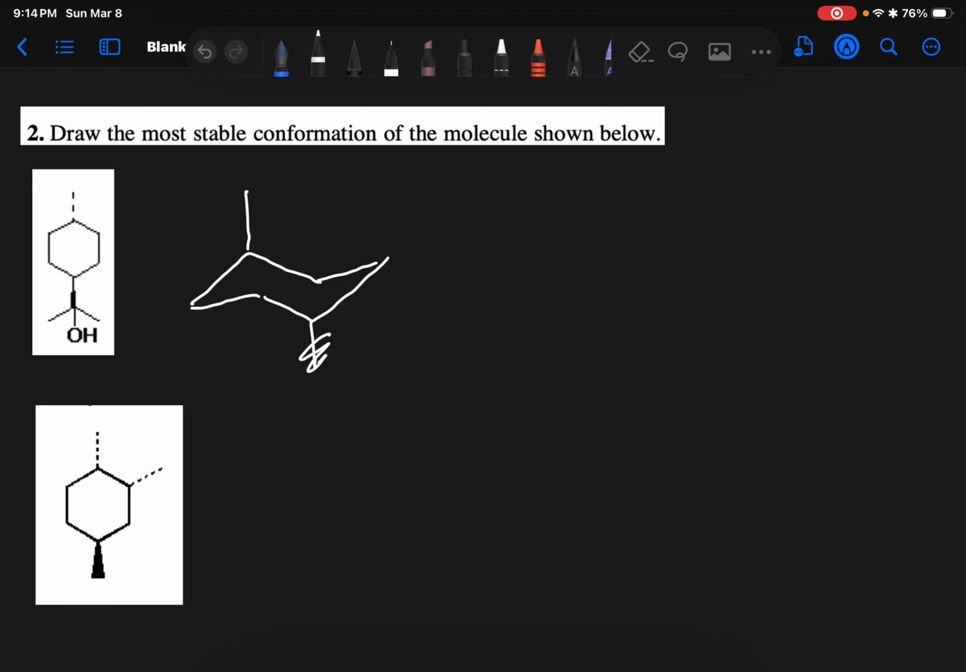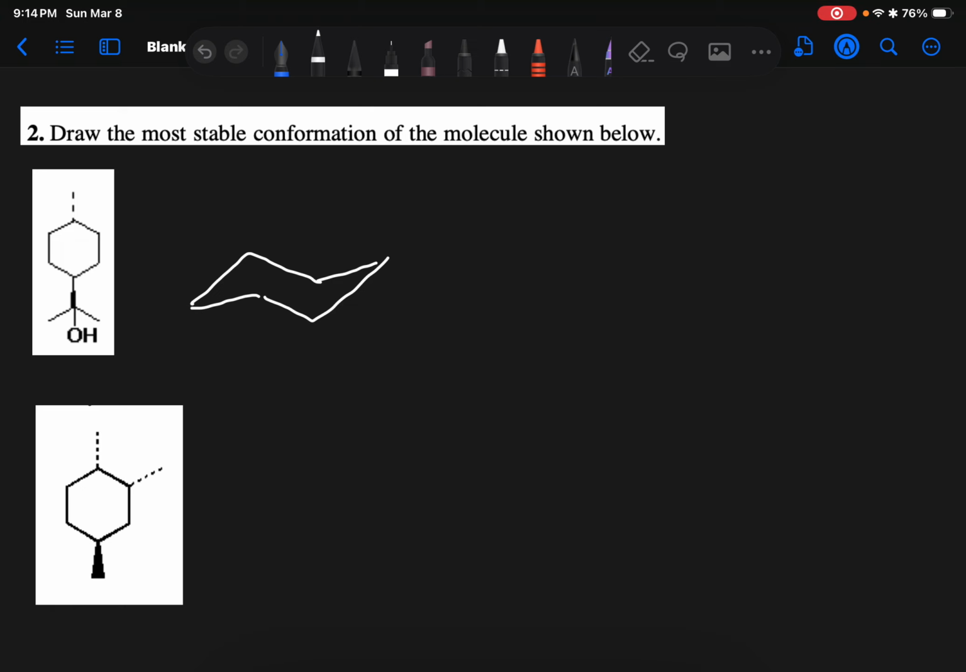Now equatorial, I didn't want to delete that. Now equatorial would be along that line, that axis of the center. It would be like going like this, or it would be going like this. That would be equatorial rather than axial. So in order for the most stable conformation to be drawn, we need to make sure the largest group, the largest attachment, is on the equatorial plane. So yeah, I guess we'll just get started with it.